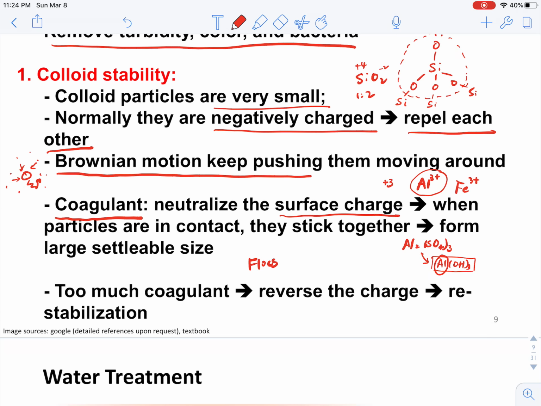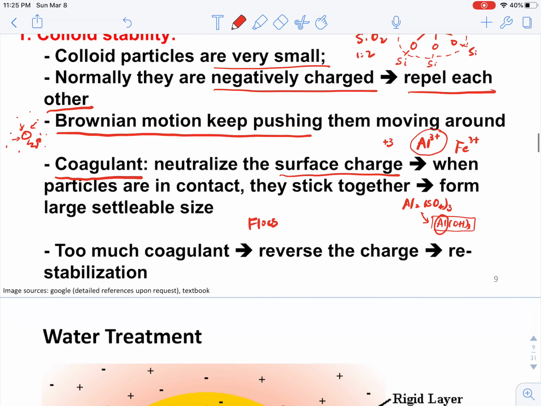Okay? And of course, if there are too much coagulants, then this will reverse the charge. For example, it will give all of these colloids positive charges, and then they can start to repel each other again. So we always want to put in the correct amount of these coagulants into the water, and then to remove these colloids.